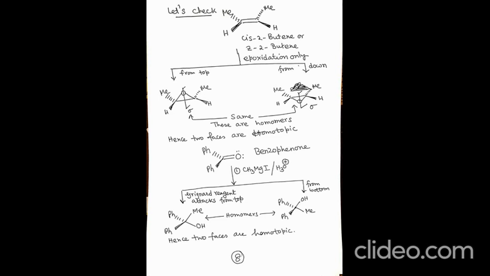Now we have taken one more example where we have to find out the topic relationship between the two faces of the C double bond O which is present in benzophenone. Now in this case epoxidation is not possible, so we are going for the Grignard addition, methyl magnesium iodide followed by hydrolysis, so that it will be converted into the tertiary alcohol. Now this tertiary alcohol is an achiral molecule because there are two phenyl groups. So therefore whether the methyl is coming from the top or from the bottom doesn't make any difference, and therefore the topic relationship between the two faces of benzophenone is homotopic.